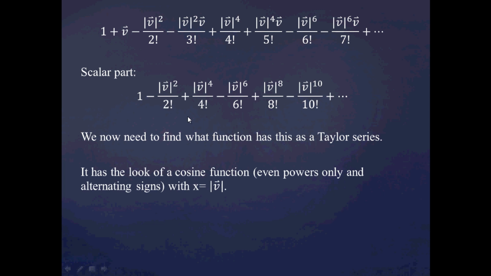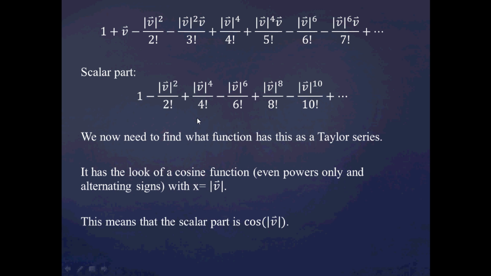And if you remember what the cosine function Taylor series looks like, it's going to be 1 minus x squared over 2 factorial plus x to the 4th over 4 factorial minus x to the 6th over 6 factorial. This is a cosine Taylor series in the case where x takes on the value length of v, which means that the scalar part is given by cosine of the length of v. And this is half the work already. So we found how to calculate the scalar part of the exponentiation of a quaternion already.